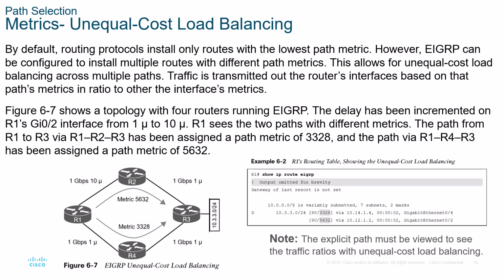The traffic will be transmitted out the router's interface based off of the path metrics in the ratio to the other interfaces. Meaning if one is significantly greater than the other, it will determine an appropriate ratio and then send X amount out that interface and X amount out the other interface. This allows us to load balance.